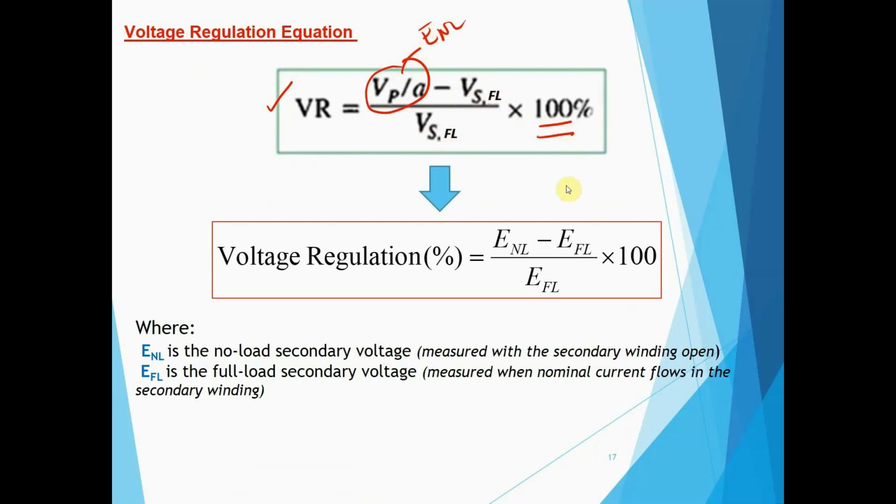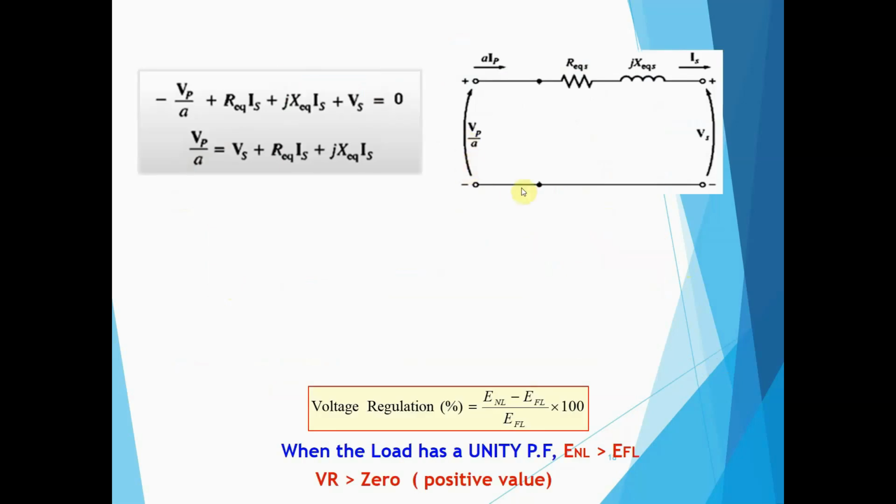multiplied by 100%. Very, very simple equation. Or we can say (E no load minus E full load) over E full load, multiplied by 100%. This is the voltage regulation. So if the load is lagging, right? If the load is lagging, we can summarize that E no load is greater than E full load. So this portion of the equation will be positive. You have a positive voltage regulation. Okay?